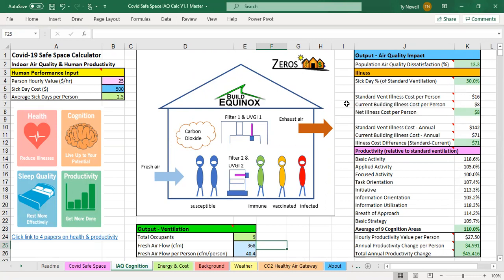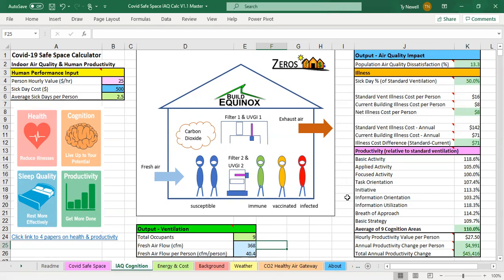And on the COVID safe space worksheet right now, the input levels are such that they're very good, that people are likely to be satisfied with the air, unlike a typical space where more than 20% of the people in that space are not satisfied. Sick days are estimated to be about half that of what standard ventilation would be, and there's value in that. And then your brain's going to function better.